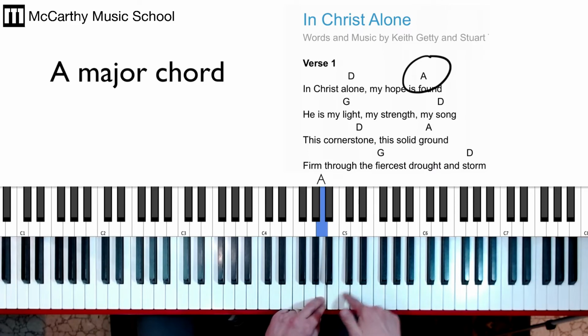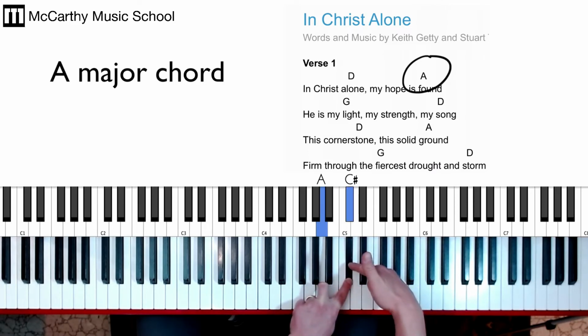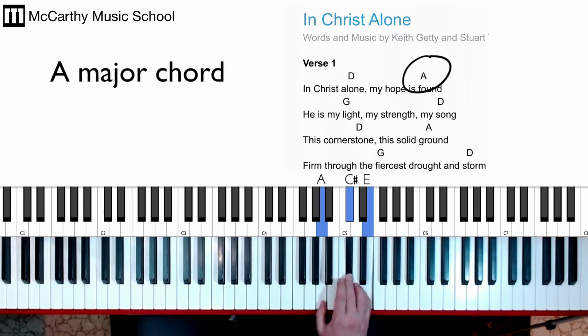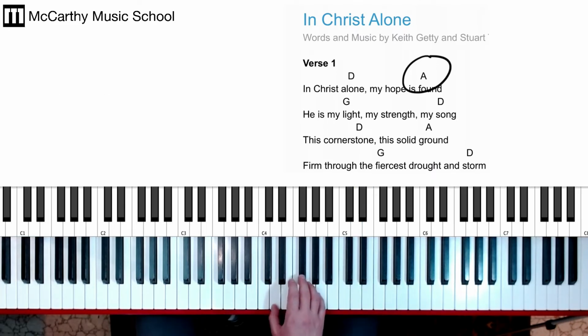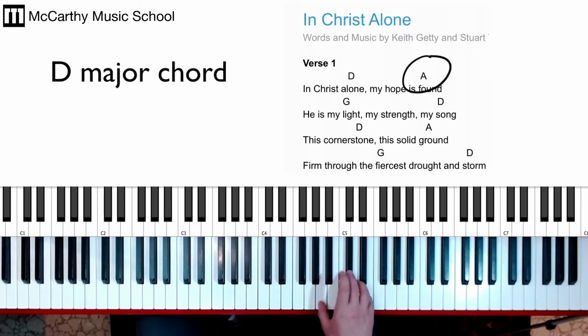1, 2, 3, 4. There's a C sharp. And then we just keep counting until we get to 7. 5, 6, 7, E. So now we have A, C sharp, and E. There's our A chord. So starting at the beginning, in Christ alone, there's our D chord, my hope is found.